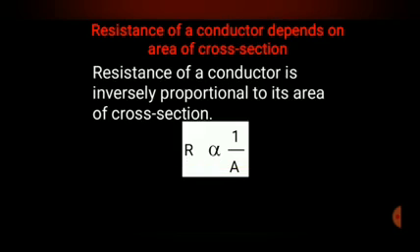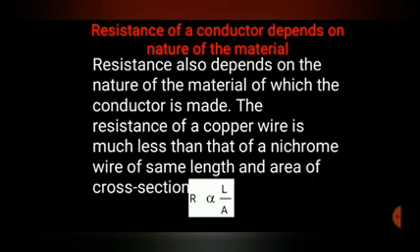The resistance of the conductor is inversely proportional to its area of cross section. Inversely means we write it as R is inversely proportional to 1 by A. Resistance also depends on the nature of the material. Which type of material we take is very important. So resistance also depends on the nature of the material of which the conductor is made. The resistance of copper wire is much less than that of a nichrome wire of the same length and area of cross section. That is, R is inversely proportional to the area and directly proportional to L.